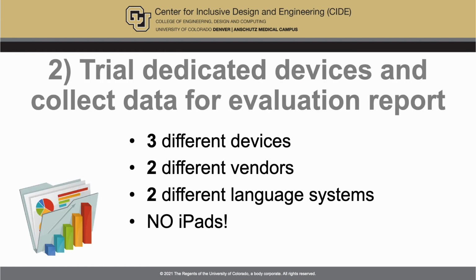Once you know the funding options, you can choose devices to trial. If you need help deciding which devices to trial, contact the Tech for Tykes team and we'll be happy to help. You'll need to trial at least 3 devices made by 2 different vendors using at least 2 different language systems within those devices. An iPad could be used as a screening tool to help determine which devices and language systems to include in the trial, but it cannot be used as a trial device.